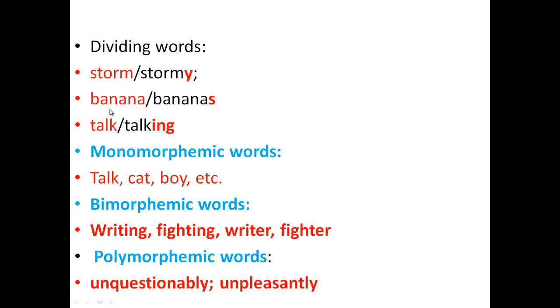Now when we divide words into morphemes, we can identify different types of words. We can talk about monomorphemic words such as talk, cat, boy. All these units are composed of just one morpheme, and it is one word at the same time, so they are monomorphemic words. Now in other cases we can talk about bimorphemic words, composed of two morphemes. For example, write plus ing, fight plus ing, write and er, fight and er.